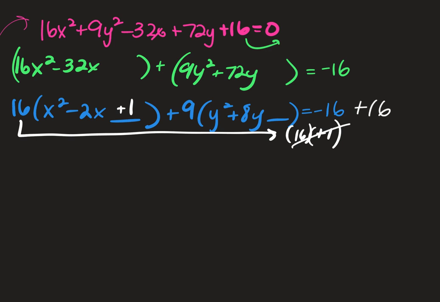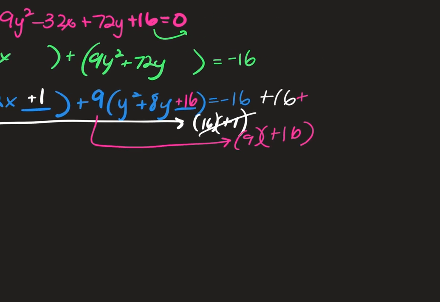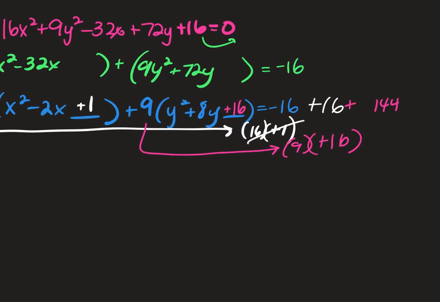Then I'm going to repeat that for the y. 8 divided by 2 is 4. 4 squared is 16. Add the 16, but I have to multiply by 9 first. So I'm adding 144. I don't care if you use a calculator to check your answers, because the point is the process, okay?